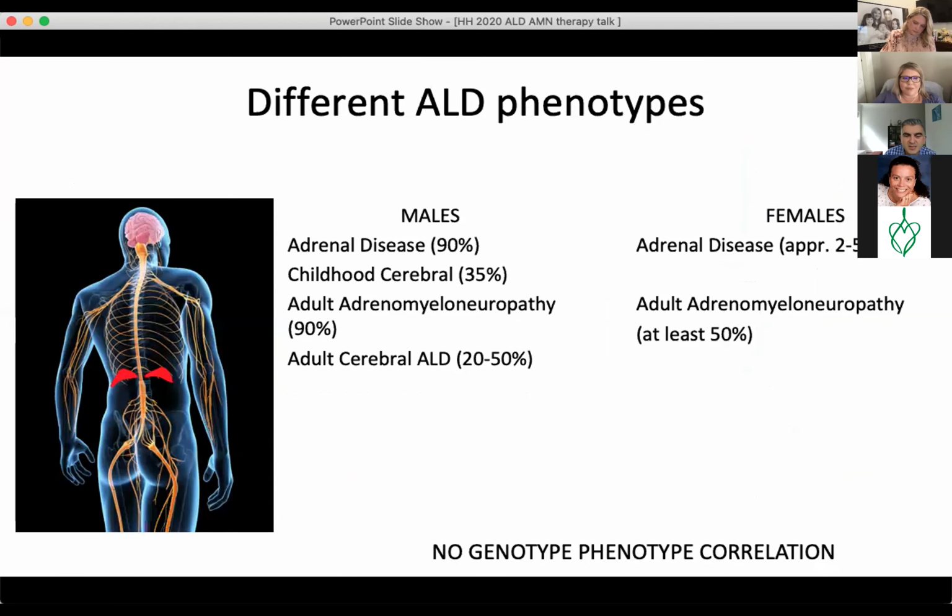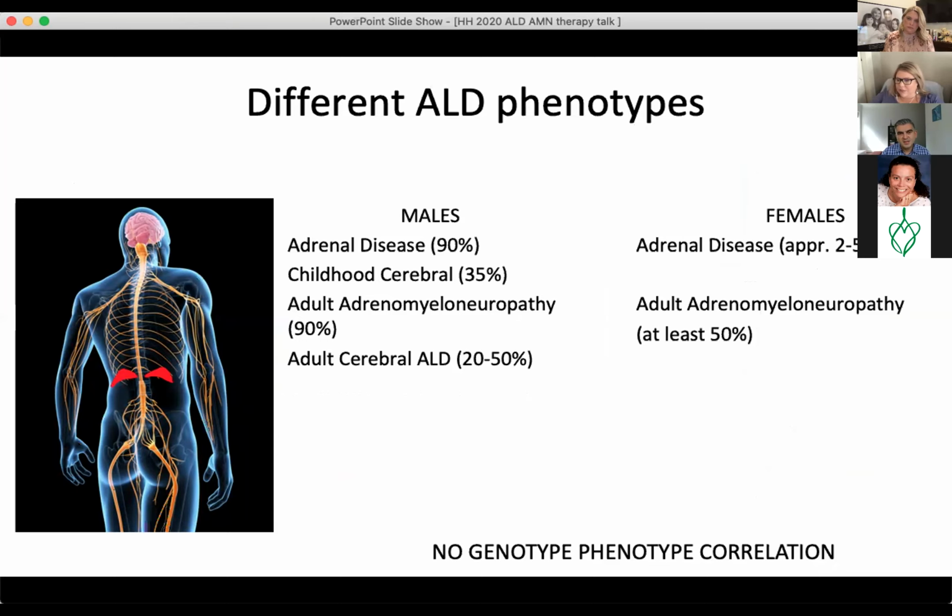So if I just summarize this briefly before we get into therapies, basically males can develop these different forms of the disease, while the females predominantly develop the adrenomyeloneuropathy. Of course, what I'm not talking about at all here is the adrenal disease. That's an endocrine disorder that happens in almost all males as well. Unfortunately, there's no genotype-phenotype correlation. So one subject having one form does not mean that another relative with the same mutation will have the same form of the disease.